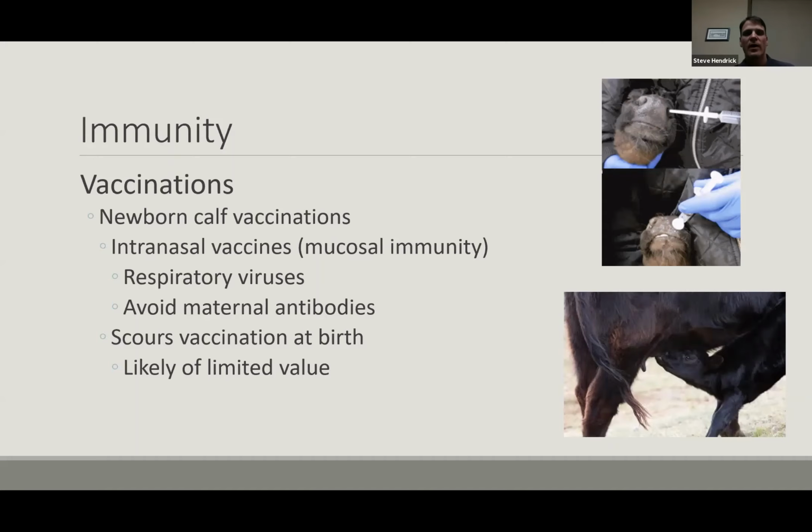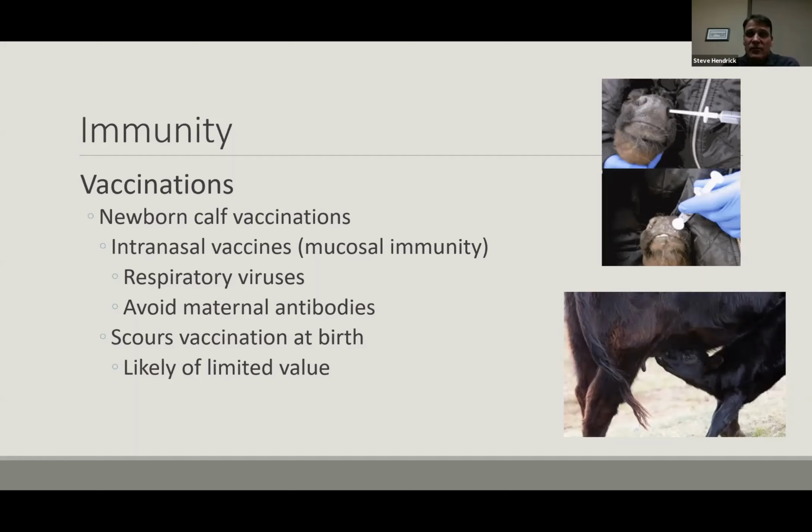So that's why companies have started to work towards making intranasal vaccines with the thought that you're providing localized immunity at the site of infection. So far, what we have is mainly vaccines against respiratory viruses. So I guess what I'd suggest, if you're calving in the winter months in particular, and you do experience newborn or early viral pneumonias, is that this might be something that you might consider.